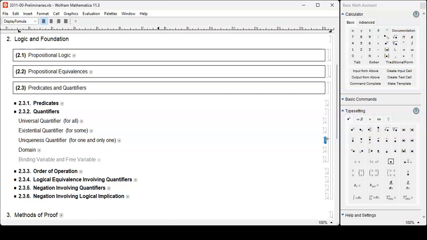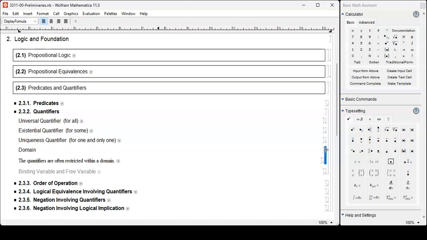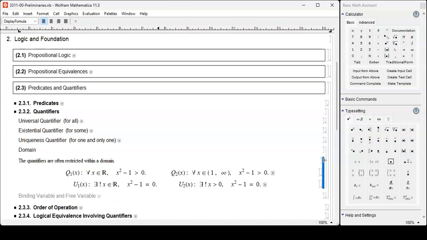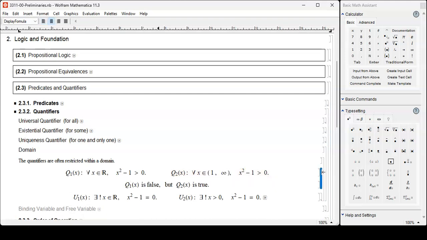Did I tell you that predicates were kind of like a function because it has a variable? Yeah, you have to consider the domains. Let's change the domain a little bit. For all real number x, x squared minus 1 is greater than 0. That's not true, but if I change the domain, for all x between 1 and positive infinity, you have different domain now. In this case, this is true. Even if we have the same universal quantifier, we have different domains, so we have different results. Q1 is false, Q2 is true.